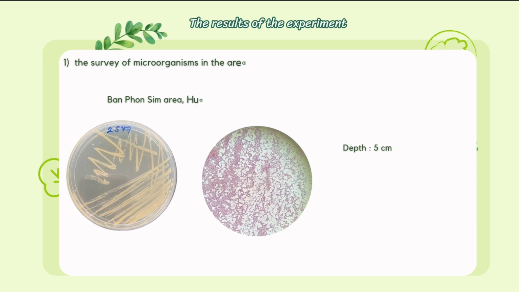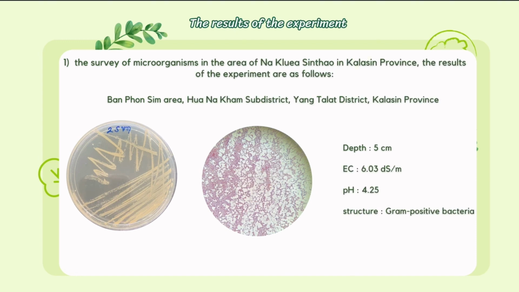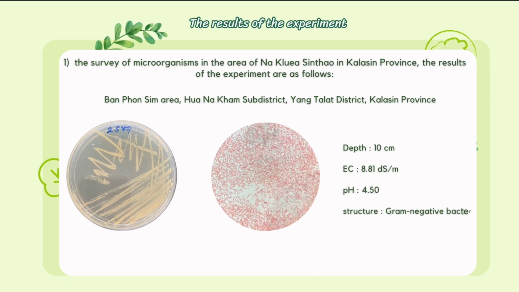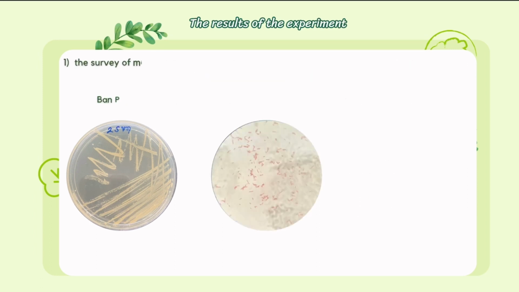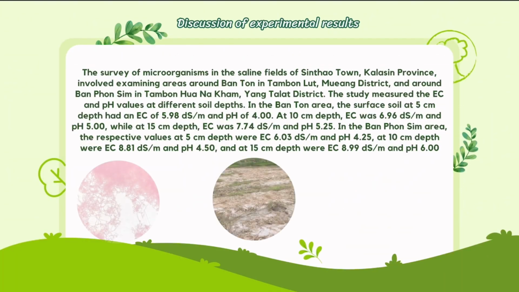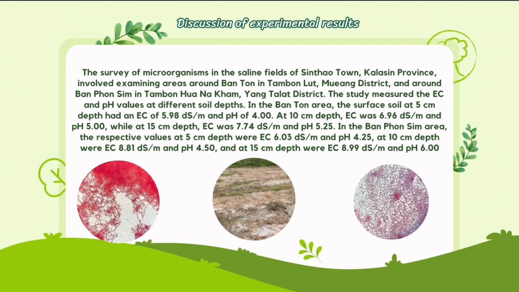Microorganisms, bacteria and fungus found at Ban Phon Sim, Hua Na Kham sub-district, Yang Talat district, Kalasin province. Depth 5 cm: EC 6.03, pH 4.25, structure gram positive bacteria. Depth 10 cm: EC 8.81, pH 4.50, structure gram negative bacteria. Depth 15 cm: EC 8.99, pH 6, structure fungi.